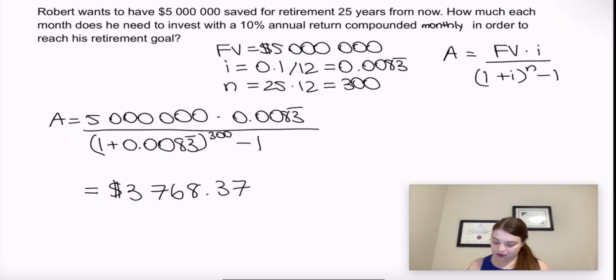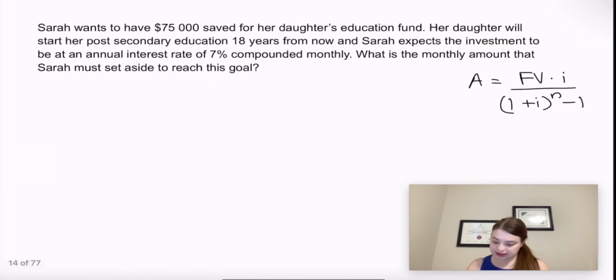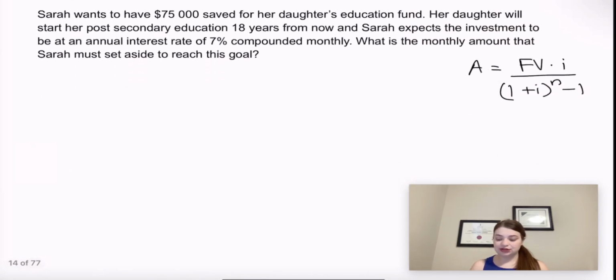All right, let's move on to the second example. Sarah wants to have $75,000 saved for her daughter's education fund. Her daughter will start post secondary 18 years from now, and Sarah expects the investment to be at an annual interest rate of 7% compounded monthly. What is the monthly amount that Sarah must set aside to reach this goal?